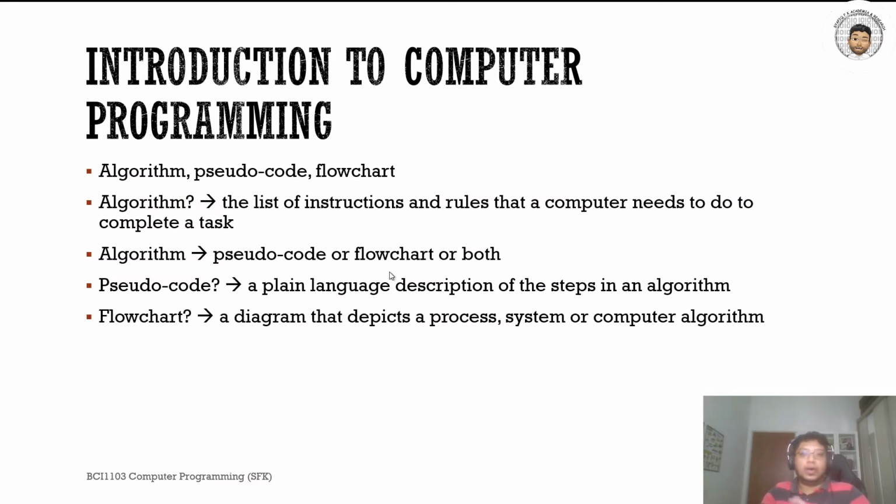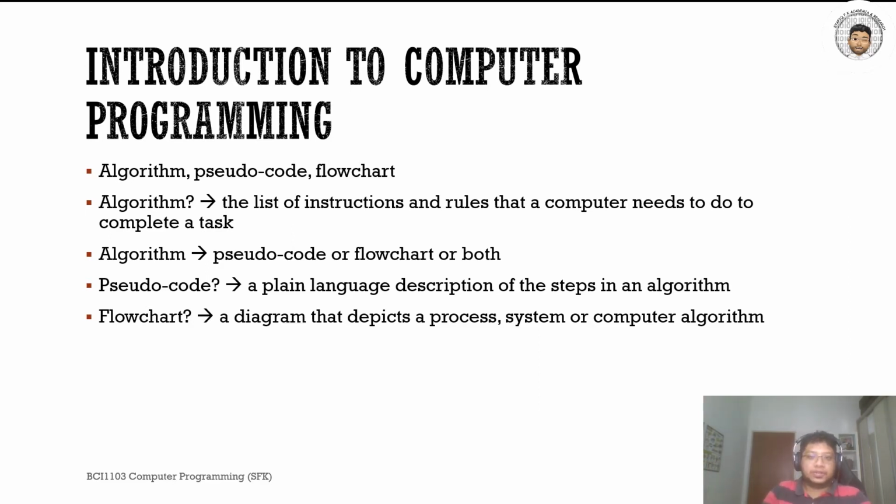Okay, so when you want to construct a program, basically you need to understand three things. The first one is what we call an algorithm, and then the second one is pseudocode, and the third one is flowchart.